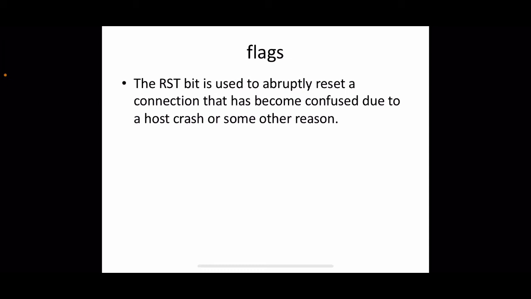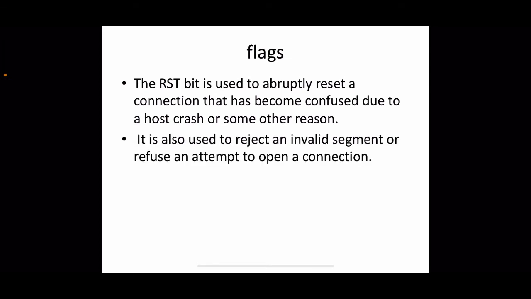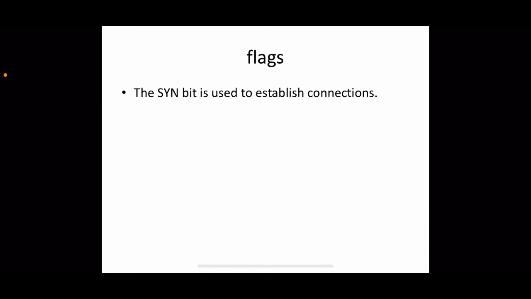Okay, so if the receiver sees that RST bit set, the corresponding communication connection should be abruptly reset. So it is also used to reject an invalid segment or refuse an attempt to open a connection. So some error or problematic notification will be carried by this RST flag. And the next flag is SYN.